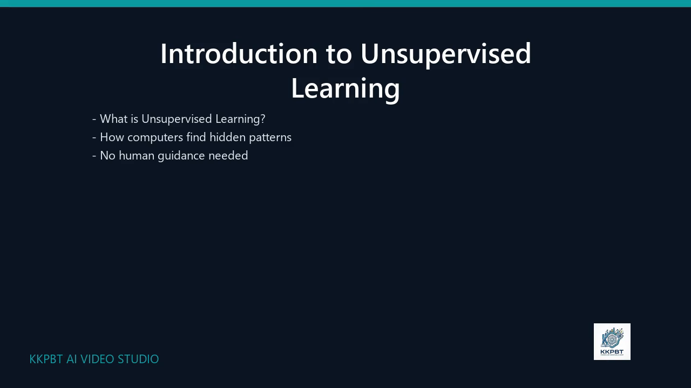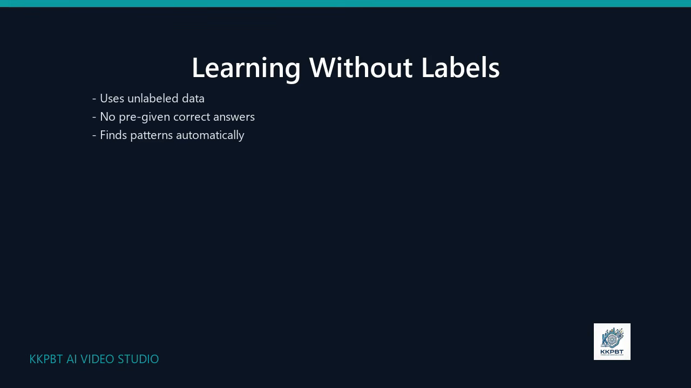In regular supervised learning, we give the computer data along with the correct answers, like showing it thousands of photos labeled dog or cat. But unsupervised learning is different. We give the computer raw, unlabeled data and say, hey, figure this out yourself. The computer looks for similarities, differences, and hidden structures without any human giving it pre-labeled answers.